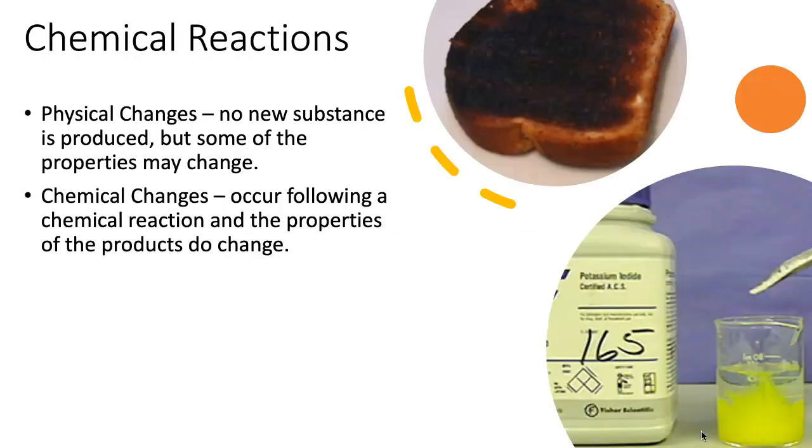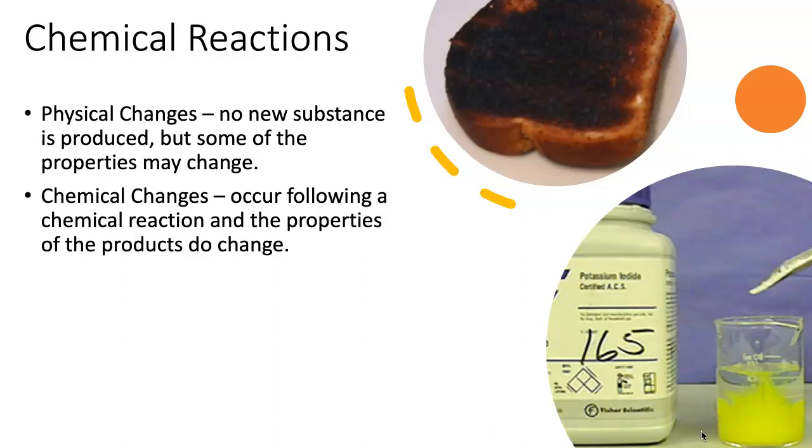So, physical change. We don't get a new substance, but you may have changed some of the properties. So bread has just become toast. It's still essentially bread. It's not reversible, it's not going to become bread again, but you really haven't changed it. It's just a hard piece of bread rather than a soft piece of bread.